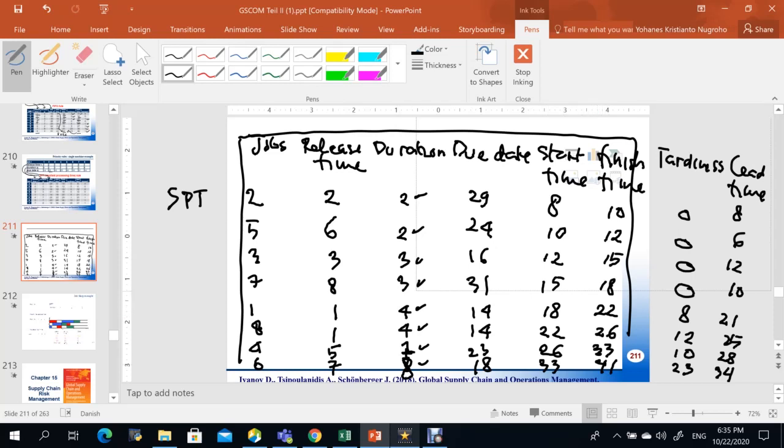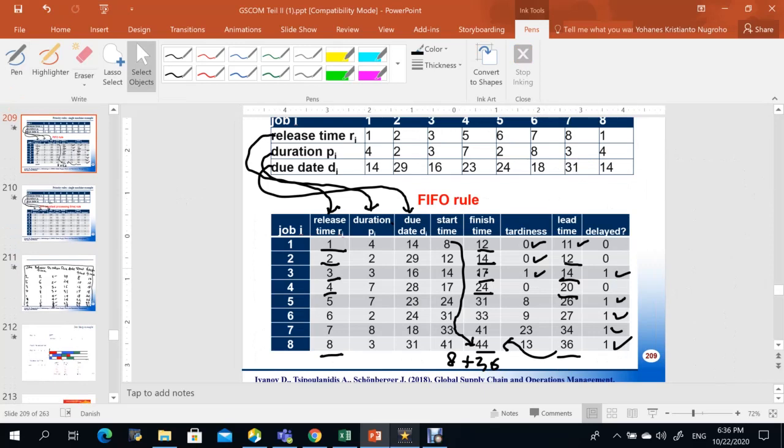Similarly, we check the tardiness here, because the finish time of job number 2 is still less than the due date and no tardiness. But if we look at job number 1, the finish time is at minute 22. Obviously, it is later than the due date at minute 14, and therefore there is tardiness of 8 minutes. And also for jobs number 8, number 4, and number 6. However, if we compare this table with another table using FIFO, we can see the reduction in tardiness, alright?